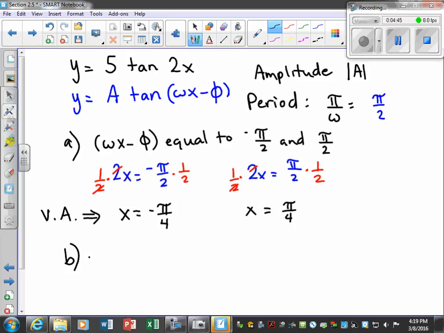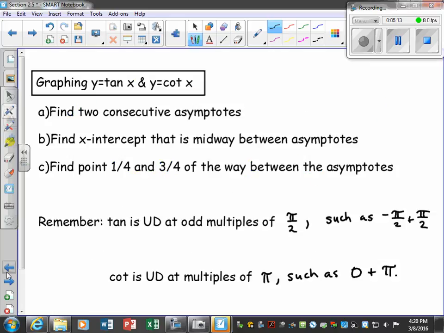So if one vertical asymptote is negative pi fourths and the other one is pi fourths, you add them together and divide by 2 to get the middle, right? To find the midpoint of something. So if you have negative pi fourths and you add pi fourths, we get 0, and then we want to divide it by 2 to find the middle, so you're just going to get 0 is the midpoint of those two asymptotes. Okay, so find the x-intercept that's midway between the asymptotes.